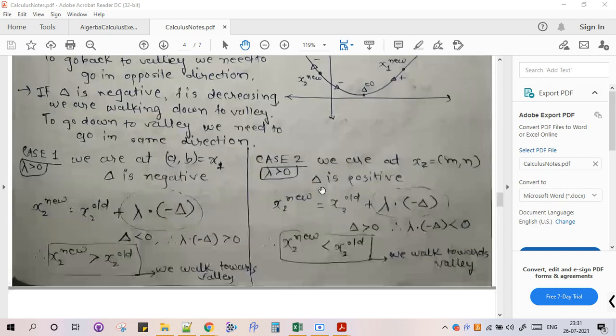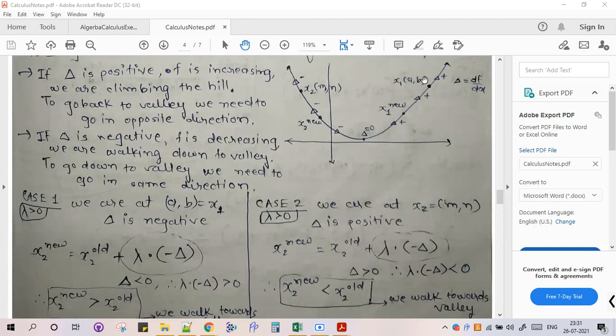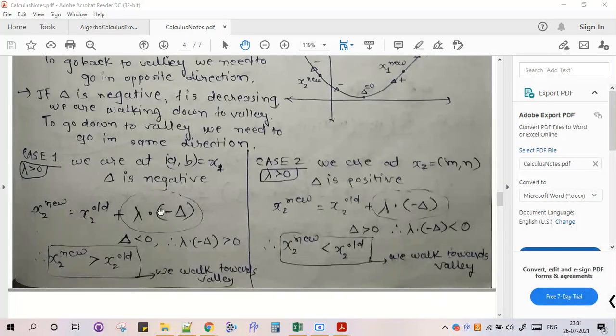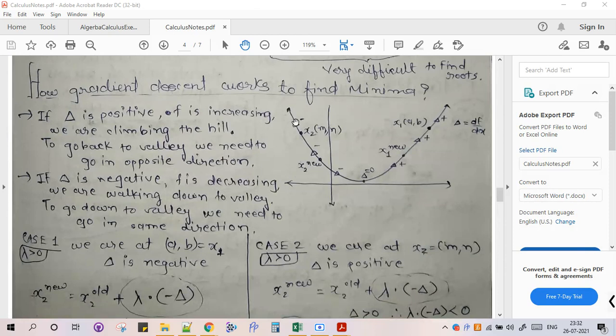Now what will happen is, let's say our point was somewhere here, right? So the differentiation derivative would be negative. Differentiation is negative, the del is negative. So negative of negative would be positive. So my new x2 would be old x2 plus some positive value. X2 old plus some positive value, 3, 4, 5, anything.